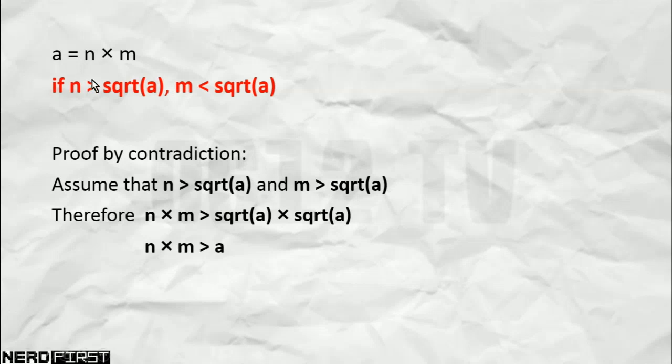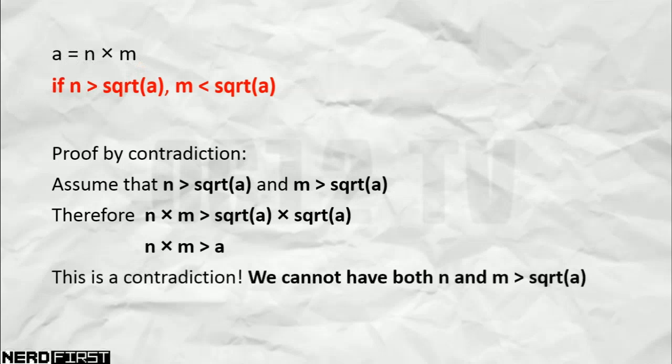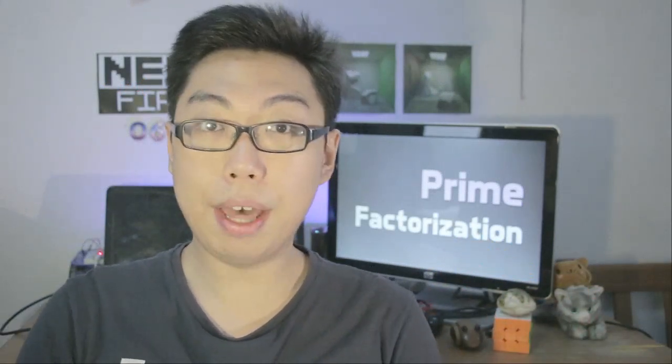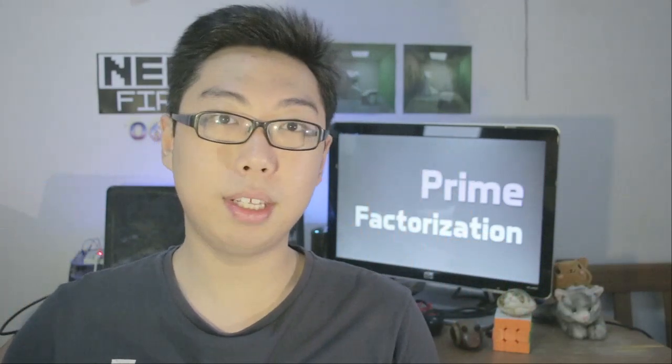That is a contradiction of our original statement, where n times m must give us a. Therefore, we can never have a situation in which both n and m are greater than the square root of a. If one value is greater than the square root, the other value must be smaller. And what that means is, if we're looking to see if a is prime or not, we can stop checking at the square root. Remember, if it's a big number, taking the square root makes it much smaller. So yeah, this is great. I've basically reduced my search space by a very large order of magnitude. Let's go ahead and implement these changes into our code and let's see how much faster things become.